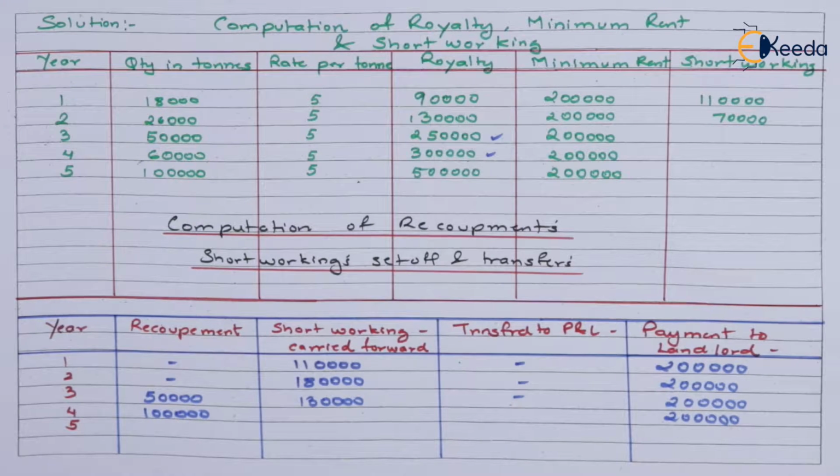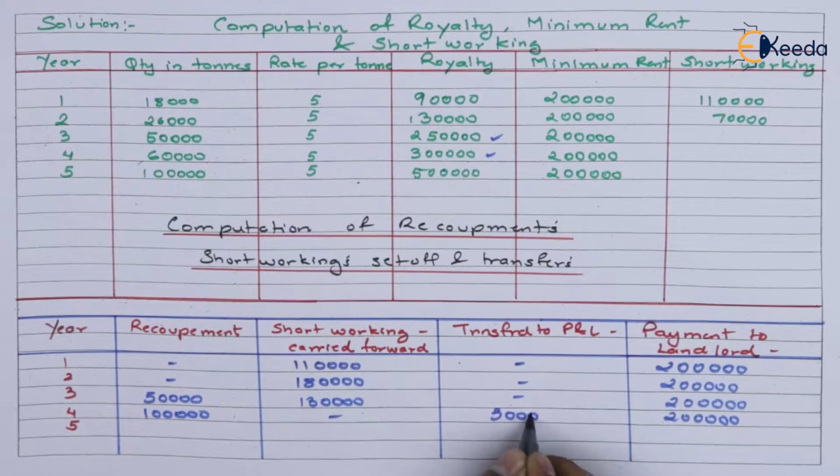Now this is the trick. Recoupment is allowed only until the 4 years, not after that. That means the first 4 years they can allow recoupment, nothing after that. So whatever balance is left after using this 1 lakh will be transferred to P&L. So 30,000 has been transferred to P&L and the balance of 2 lakh has gone to the landlord.